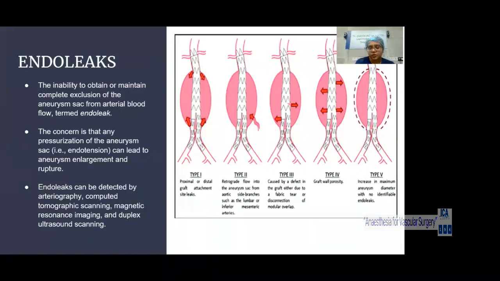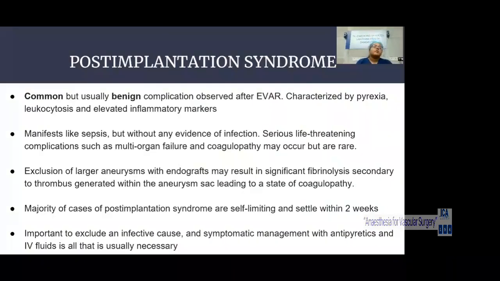There are 5 types of endoleaks documented. Type 1 is when the proximal or distal graft attachment site leaks. Type 2 is retrograde flow into the aneurysm by the side branches, such as lumbar or inferior mesenteric arteries. Type 3 is caused by a defect in the graft, either due to fabric tear or due to disconnection of modular overlap. Type 4 is graft wall porosity. Type 5 is an increase in the maximum aneurysm diameter without any identifiable leak.